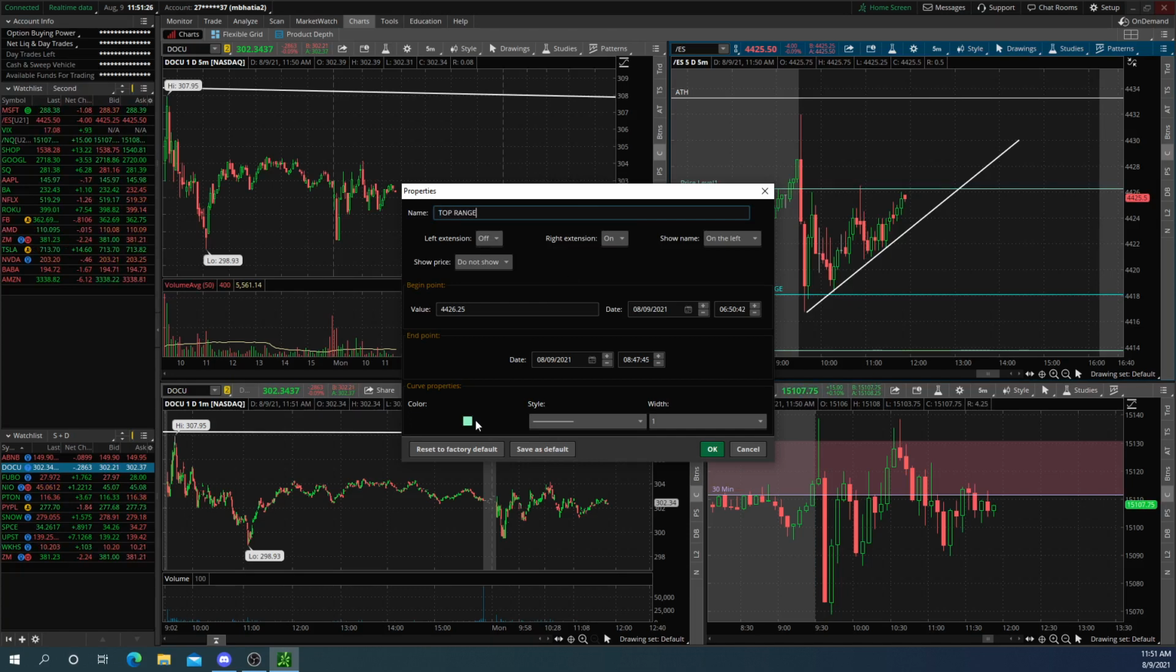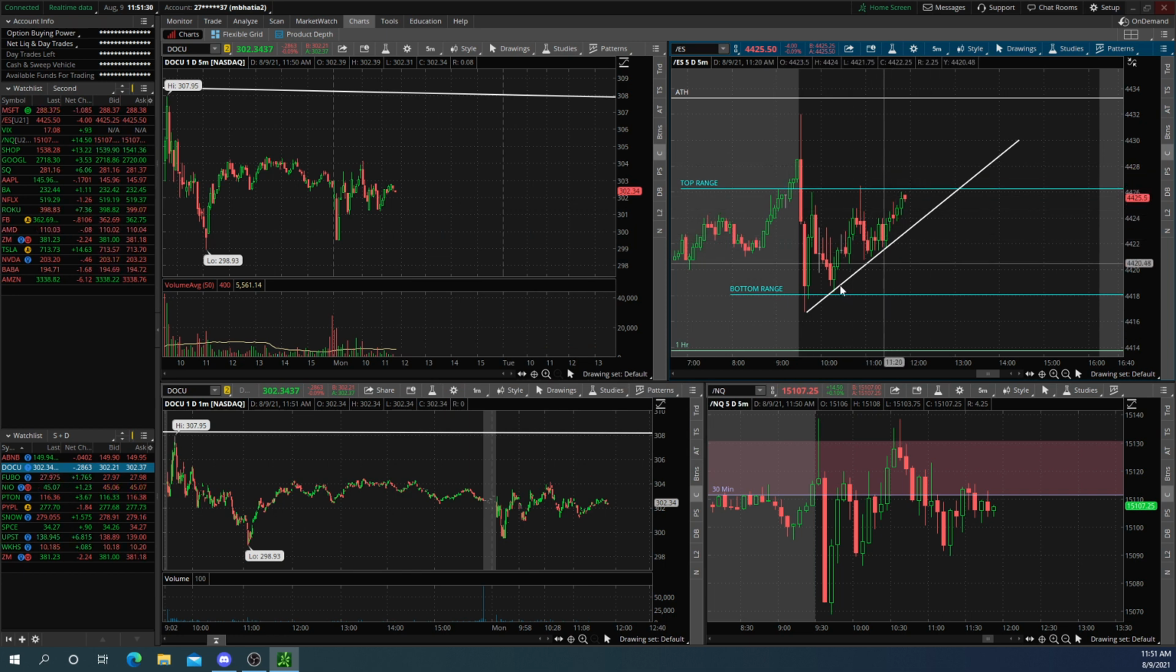So what happens when the market itself is trading in a range? All that means is that the market is balanced. Sellers and buyers have found an equilibrium on price. Sellers aren't strong enough right now to take us below the bottom range, and buyers aren't strong enough to take us above the top range. So that's just going to cause an equilibrium. We are forming higher lows.